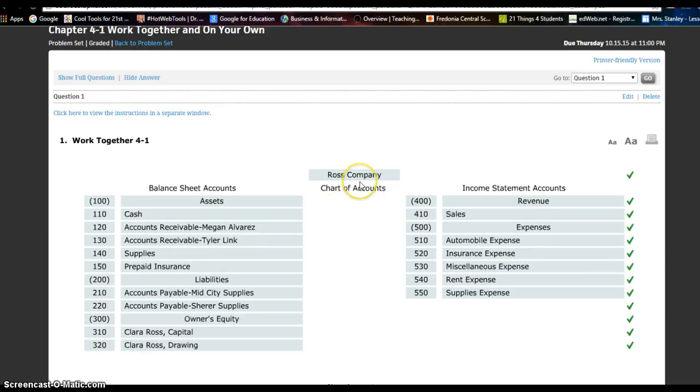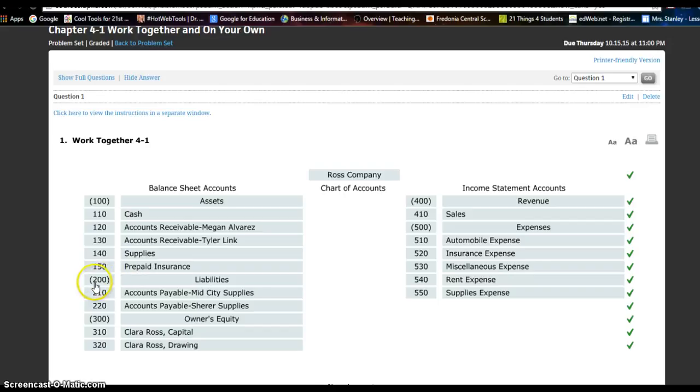We have the name of the company, Ross Company, up above with our chart of accounts. Our balance sheet accounts, we have to have a title. Our 100 accounts are going to be all our assets. So 110 is our cash, 120 is our accounts receivable, Megan Alvarez, 130 accounts receivable, Tyler Link. Again, these have to be in alphabetical order. Then we have 140 supplies and 150 prepaid insurance.